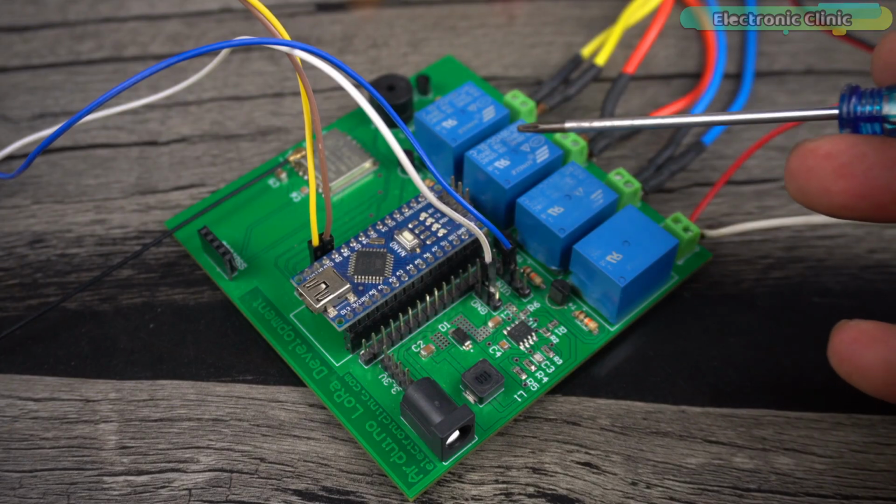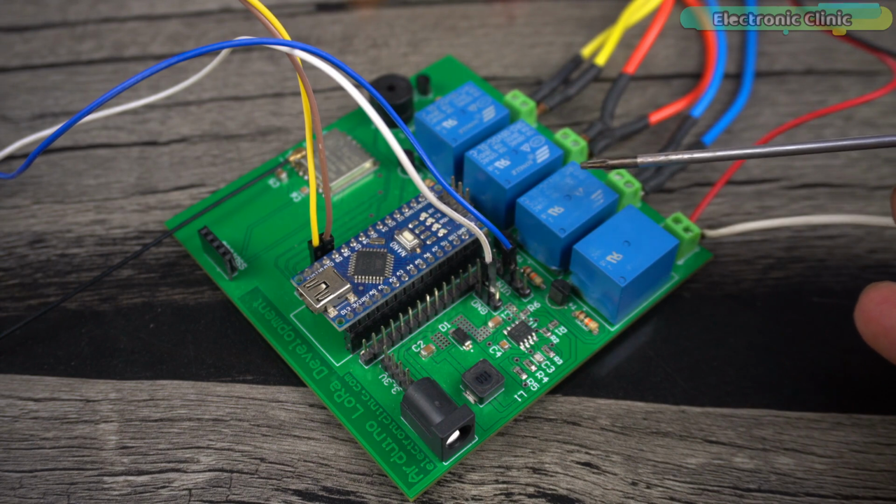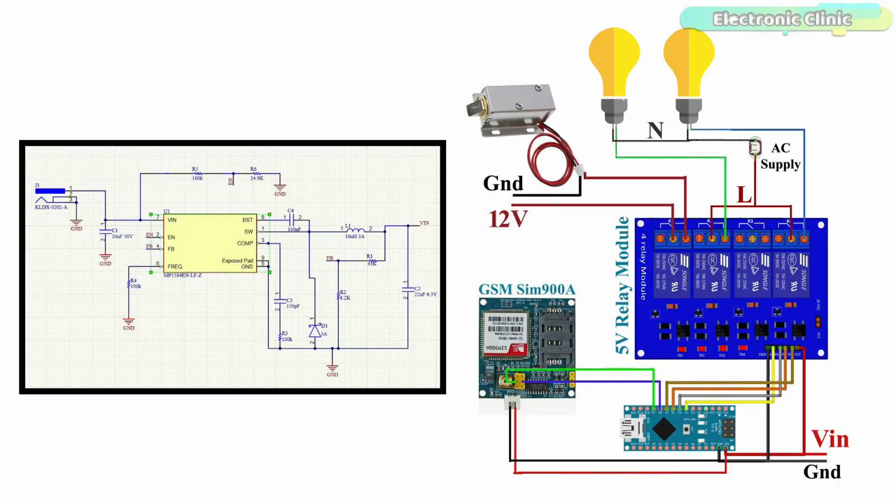These relays are connected to the Arduino digital pins 4, 5, 6 and 7. So that's all about the connections, and if you have missed anything, then you can follow this circuit diagram. Now let's go ahead and take a look at the programming.